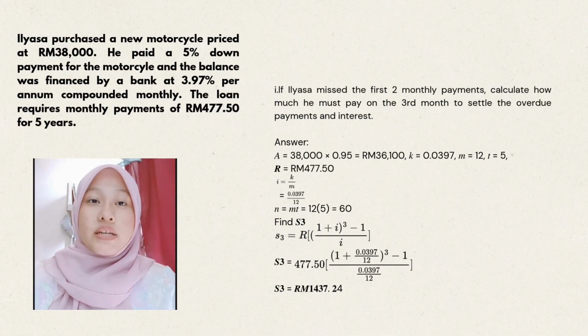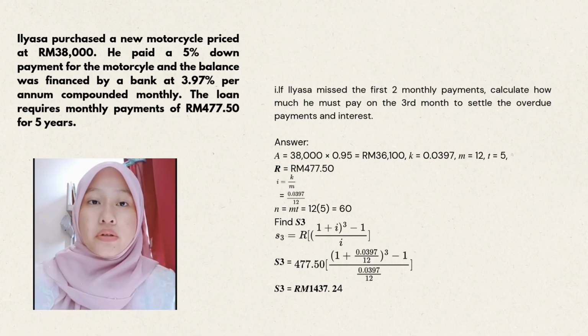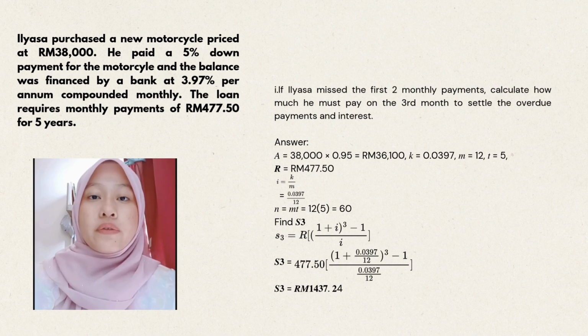Question 2 part 2. Ilyasa purchased a new motorcycle priced at 38,000. He paid a 5% down payment for the motorcycle and the balance was financed by a bank at 3.97% per annum compounded monthly. The loan required monthly payment of 477 and 15 cents for 5 years. First question, if Ilyasa missed the first 2 monthly payments, calculate how much he must pay on the third month to settle the overdue payment and interest.